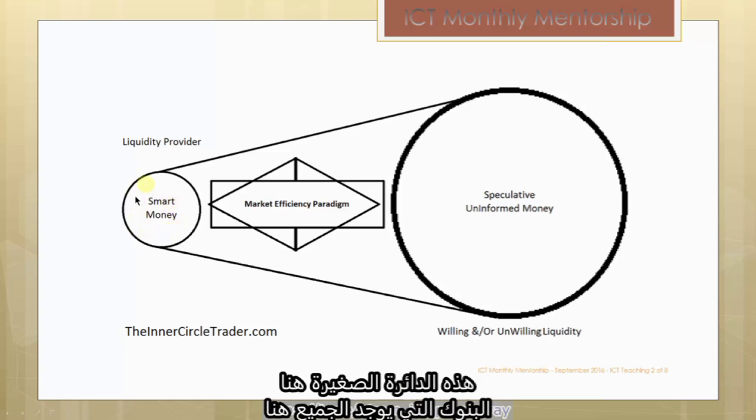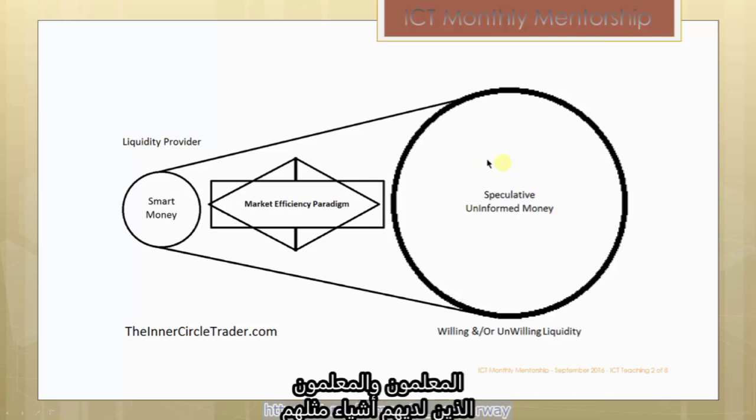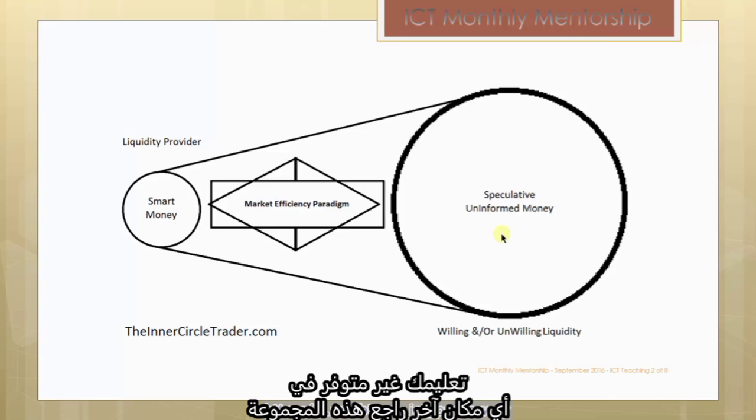Who's inside this small circle over here? The banks. Who's in here? Everybody on social media. Everybody in a retail account. All the gurus and teachers out there that have things that they're selling, services. And yes, I have a new service, but what I'm teaching you ain't available anywhere else.